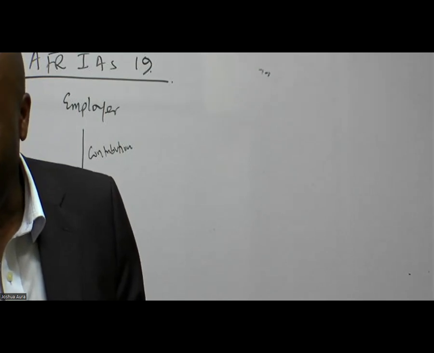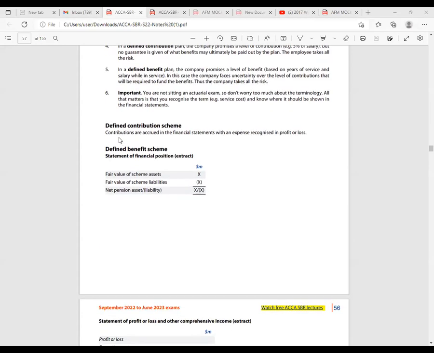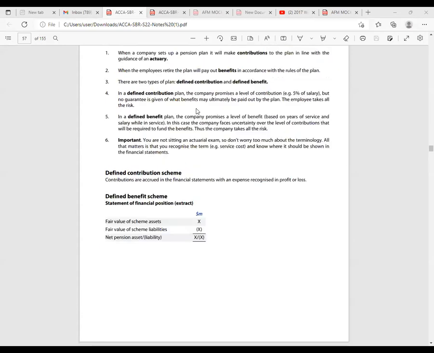Great. Now, ladies and gentlemen, here we are. We are told here that in a defined contribution plan, the company promises a level of contribution, e.g. 5% of salary, but no guarantee is given of what benefits may ultimately be paid out by the plan. The employee takes all the risk. In a defined benefit plan, the company promises a level of benefit based on years of service and the salary while in service. In this case, the company faces uncertainty over the level of contribution that will be required to fund the benefits. Thus, the company takes all the risk.